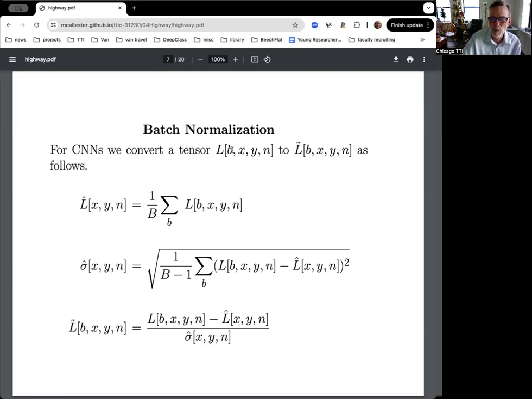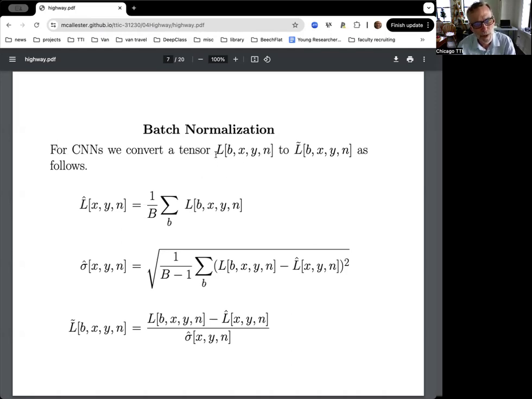So B might be 1 through capital B. That's the number of training examples we're considering in a batch. And if this is a vision model, then this layer might assign to each position X and Y in the image, sort of a place of a pixel, some number of feature values. This is the shape of a layer in a convolutional neural network. It takes a position in the image, and it has a bunch of feature values.